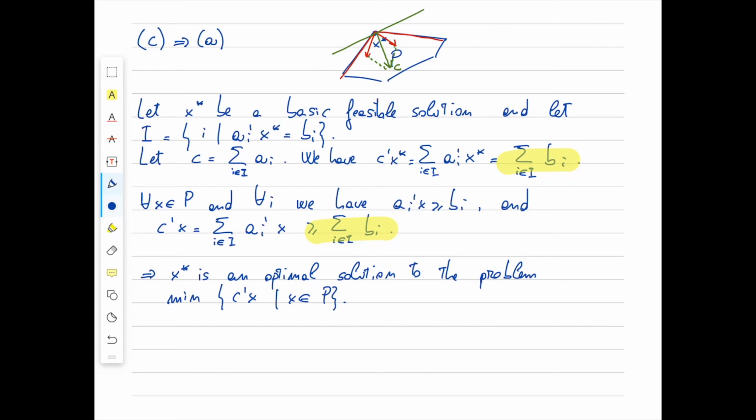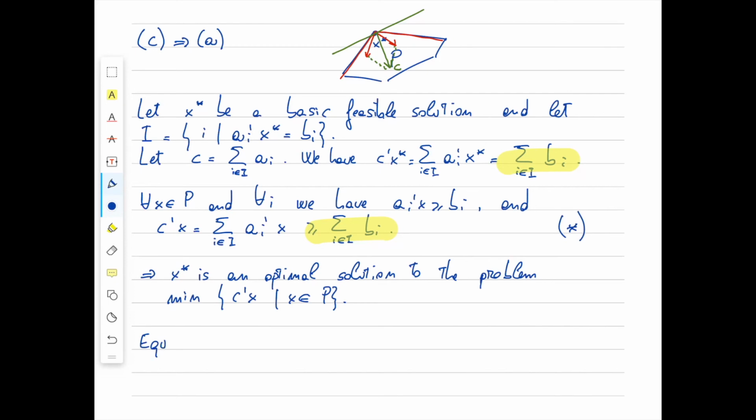This of course is not enough to conclude that x star is a vertex, because we have to show that x star is the unique optimal solution. So let's understand when in the latter inequality, let's denote it by star, we have equality, because this will tell us exactly which are the vectors x in P that are optimal.